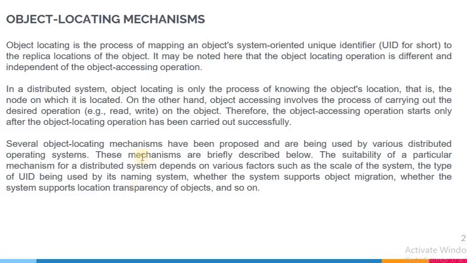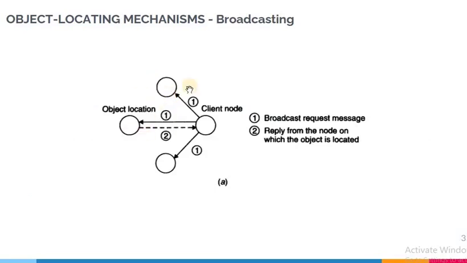All right, let us move forward with the examples, or rather the various types of object locating mechanisms we have. This is the first one. It is quite simple. It is called broadcasting. The various examples are labeled with alphabets like A, B, C, D, and so on. As the name suggests, suppose this is the client node, and this client wants to have access to a particular object.